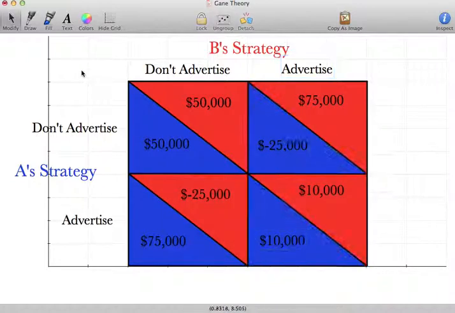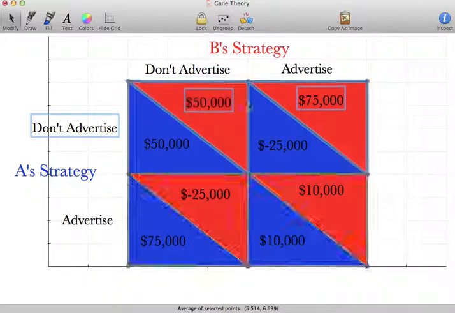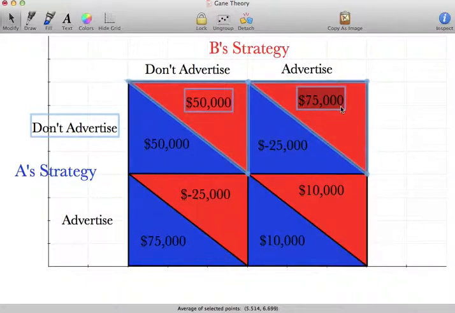Now let's take a look at the same thing for B and what's their best strategy for A's different strategies. So if A is not advertising, what are the two potential strategies for B and what are the outcomes for that? All right, so if A is not advertising and B doesn't advertise, B has profits of $50,000. But if they switch to advertise when A doesn't advertise, their profits increase to $75,000. So if A's strategy is don't advertise, B is better off advertising because their profits increase to $75,000 as opposed to $50,000 when they don't advertise.